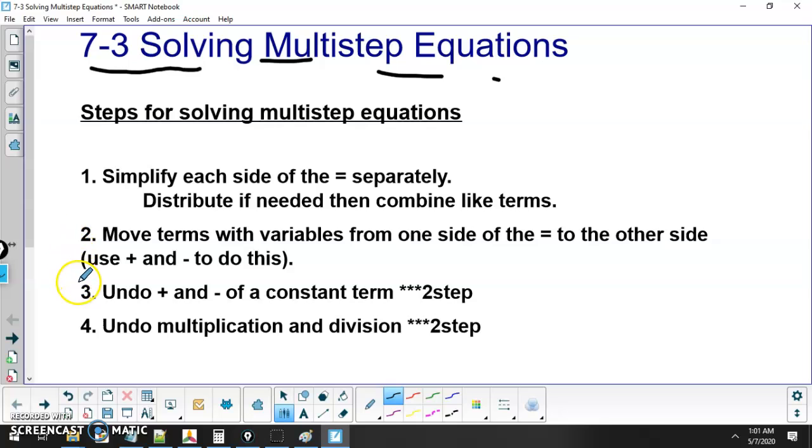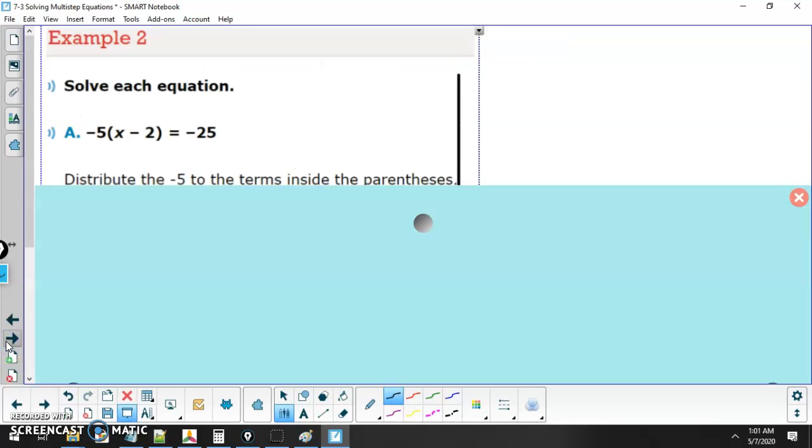Number two is move the terms with the variables from one side of the equal sign to the other side. And remember, you're moving the whole term. You can't just move the variable. So if you have to move 3x, you're going to have to move the 3 as well, not just the x. And you want to undo 3x, so you would subtract 3x on both sides. Then you have the two-step steps. All right, let's go ahead and look at a couple of these examples first.